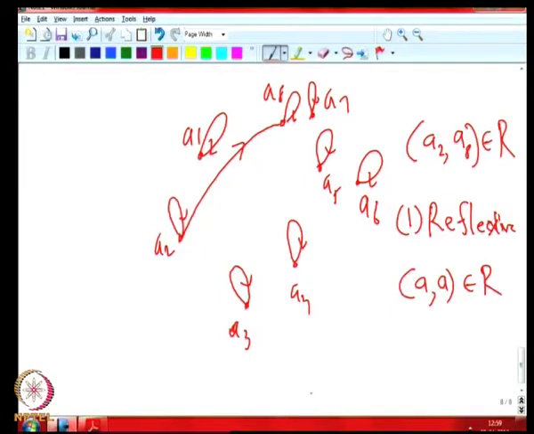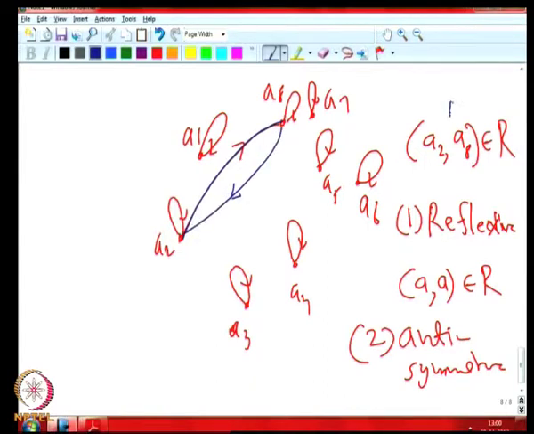And now the relation is antisymmetric. When I say a relation is symmetric, we mean that suppose there is a relation here, that means this arrow is there, that means A2, A8 belongs to the relation. Then A8, A2 also should be there; this would imply that A8, A2 also belongs to R. This is what we mean by stating that a relation is symmetric. Antisymmetric means this is never true. For the relation to be symmetric, this should be true whenever there is an arrow.